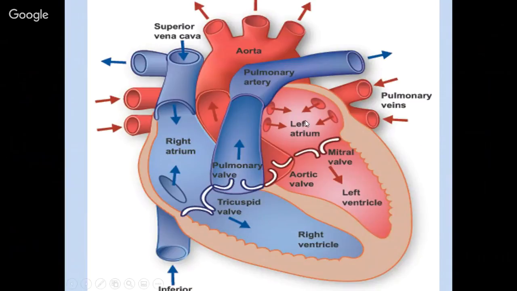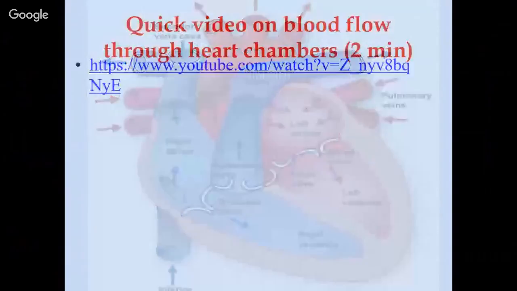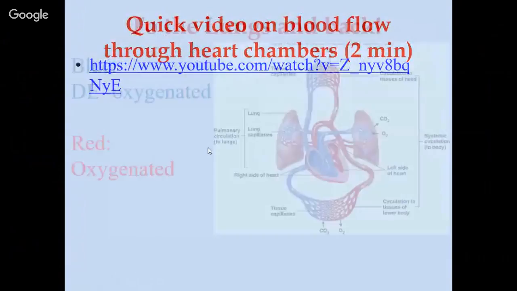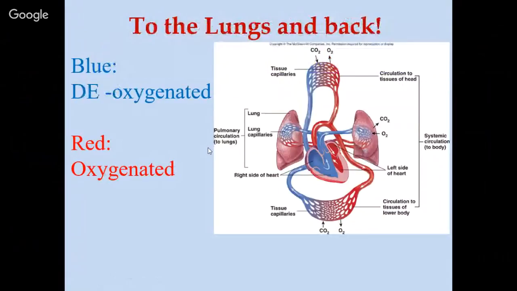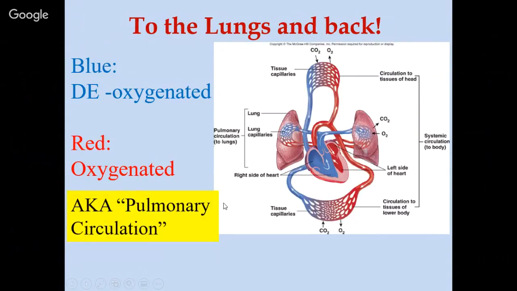Then it comes back to the pulmonary veins because the blood's coming to the heart. So it's veins. Left atrium, mitral or bicuspid valve, left ventricle, and then it goes to the aortic valve because it's going to the aorta back out to the body. To the lungs and back. So this is just the same, the blood flow. Pulmonary circulation.